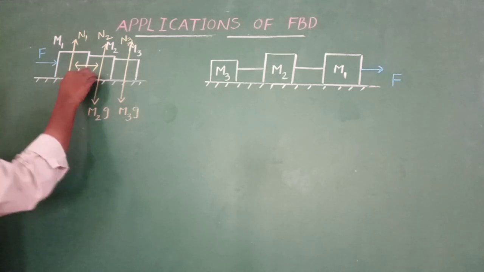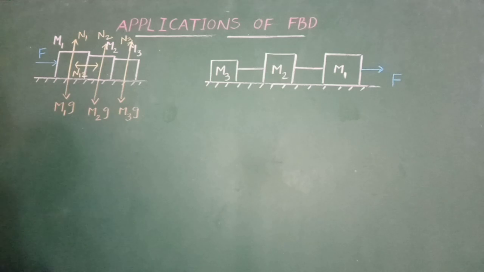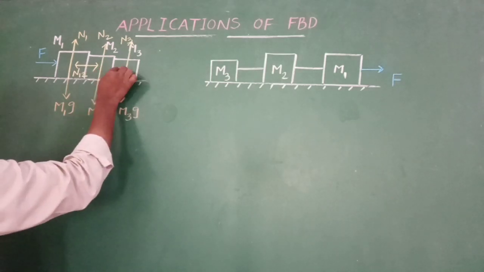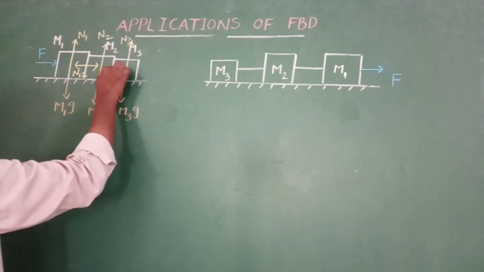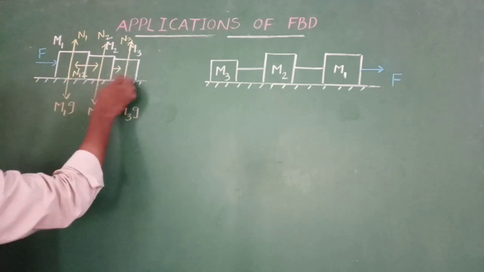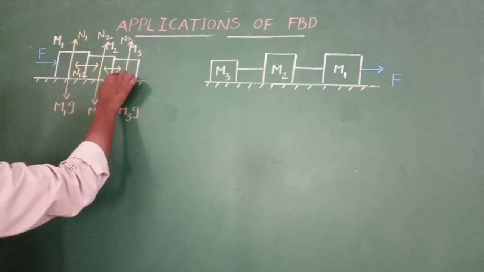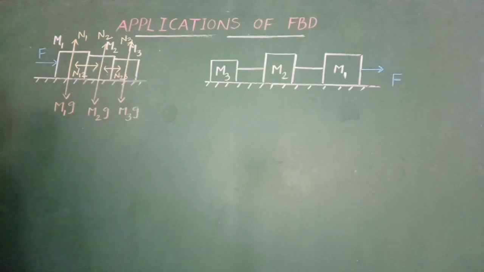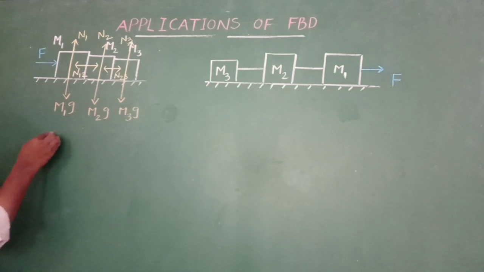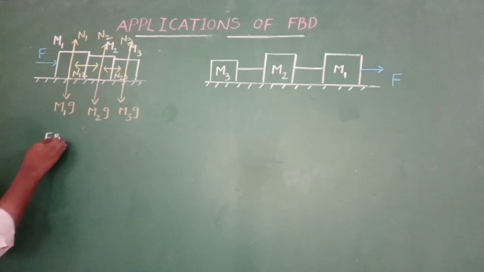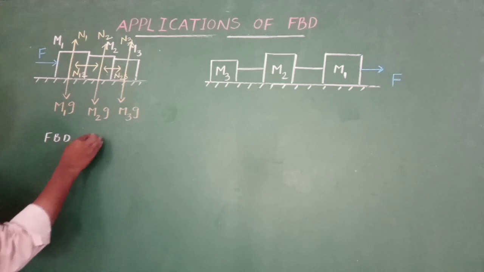It is represented with N12. In the same manner, there is a contact force, a normal reaction, between 2 and 3. On 3 it acts like this, and on 2 it acts in this direction. So this is N23. Now if you write the free body diagrams separately, you take M1.